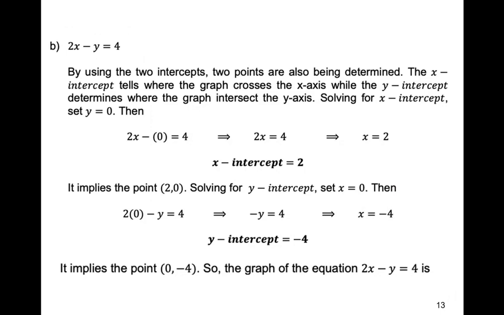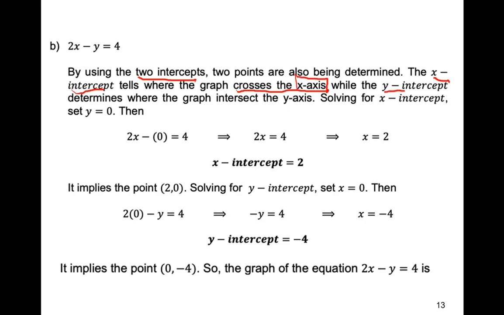Okay. Another example. Yan. So, for our second example, 2x minus y equals 4. So, for this example, we'll be using the two intercepts, yung method ng two intercepts. You have to understand muna kung ano yung difference ng x-intercept sa y-intercept. Okay? So, ang x-intercept natin tells where the graph crosses the x-axis. Kaya nga x-intercept. Kung saan sa x-axis natin, dadaan yung line.